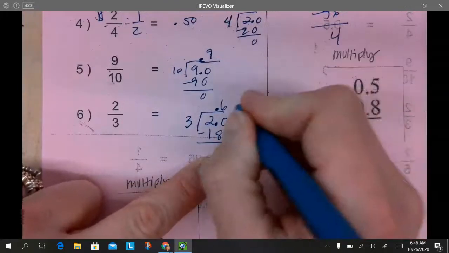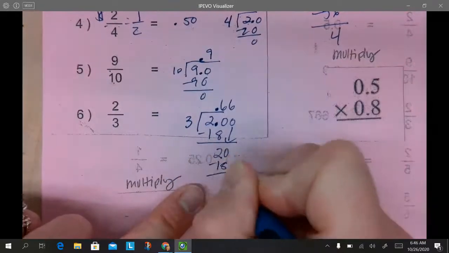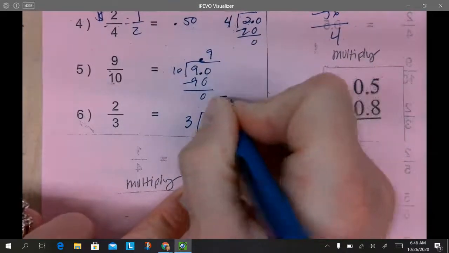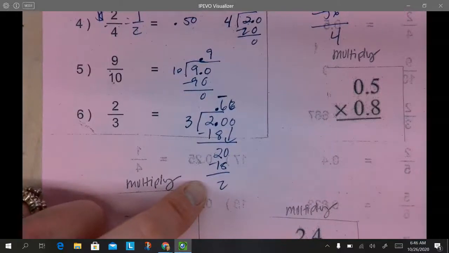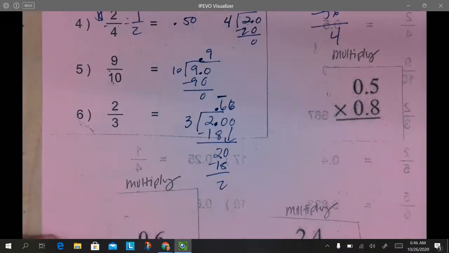We're going to have this repeating issue again, because it'd be 6, and that'd be 18, and that's 2. So you just put a bar over it, okay? So look, don't let those drive you crazy. Just try to work them out as much as you can.